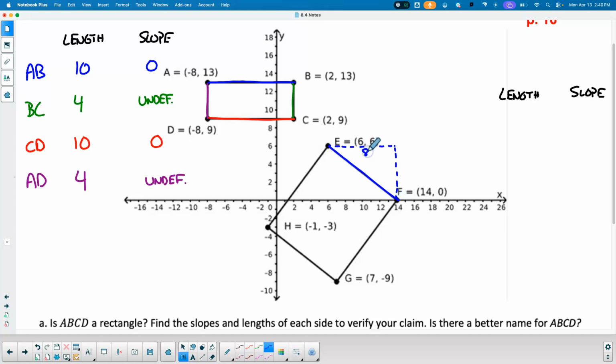So that's 8, and that's 6. So then 8 squared plus 6 squared is C squared. So then that's going to be 64 plus 36. So that's 100. So C is 10 there. So that gives me a length of EF is 10, and the slope is negative 3/4.